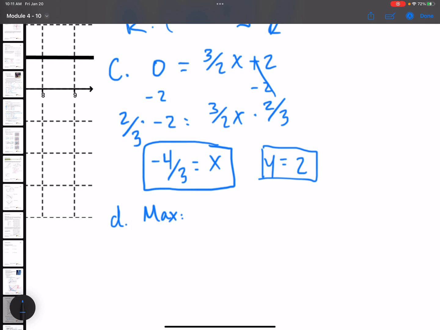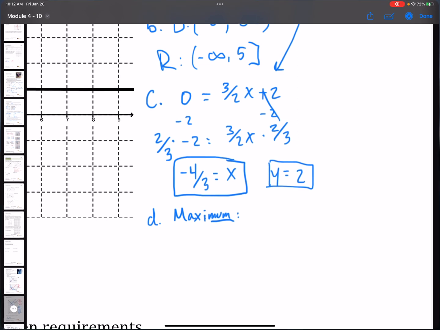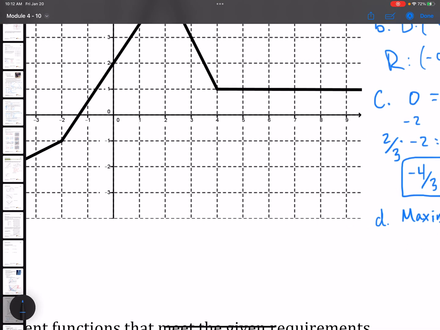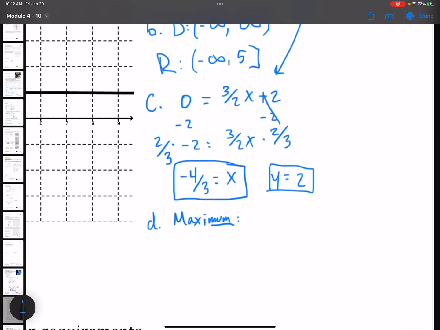So, we have our maximum. Because it is singular, there's just the one. And where is that maximum located? 2, 5. Yeah, let's have a greater level of specificity. So we're going to be at 2, 5.